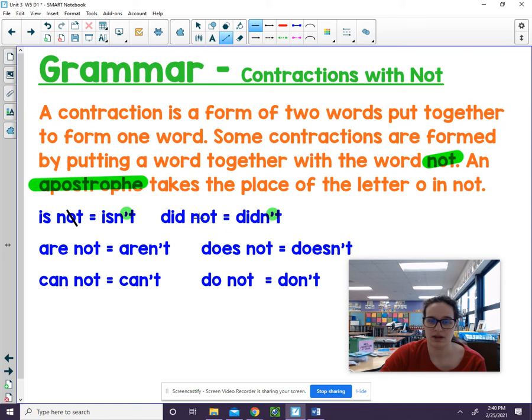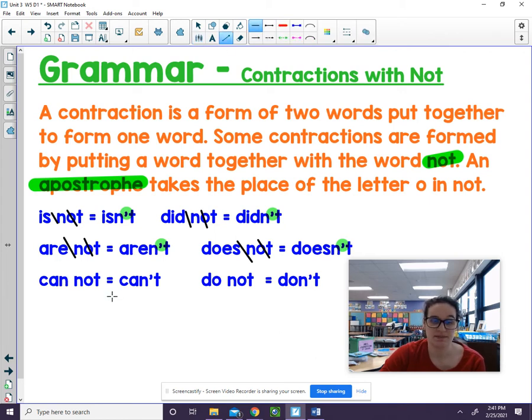Did not becomes didn't. Again, notice there's no space and we get rid of the O. The O is replaced with an apostrophe. Let's look at this word. It is are not. Well, to make aren't, we're going to get rid of the space, get rid of the O, and the O is replaced with the apostrophe. Does not. Get rid of the space, get rid of the O, to make doesn't, and we have an apostrophe to replace the O.